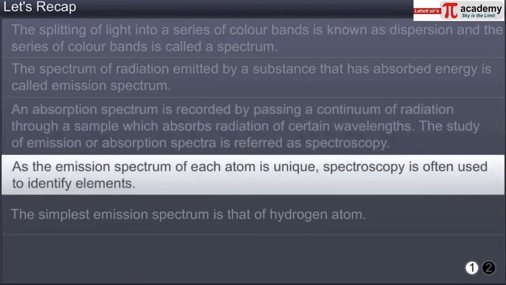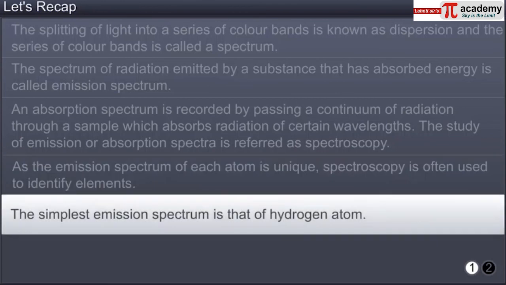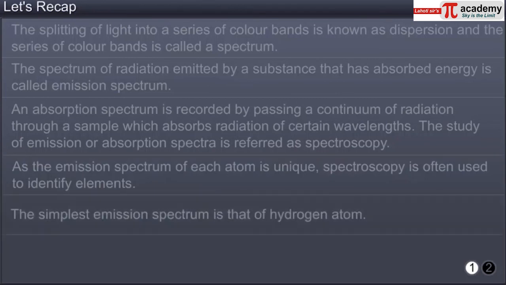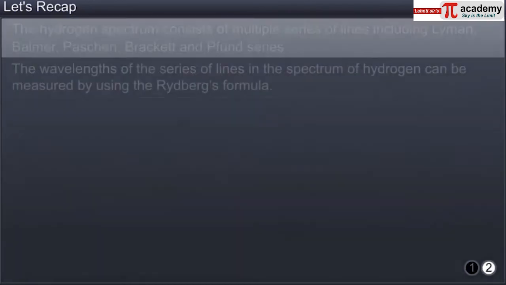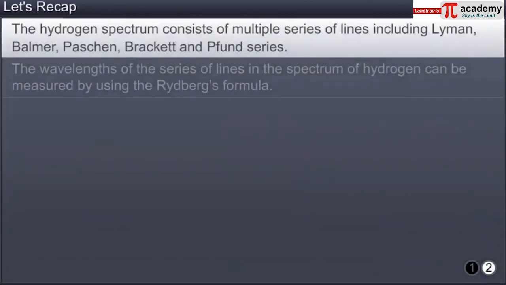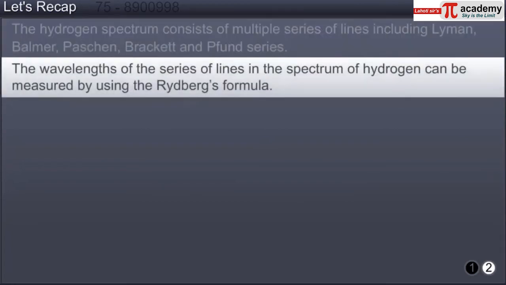As the emission spectrum of each atom is unique, spectroscopy is often used to identify elements. The simplest emission spectrum is that of hydrogen atom. The hydrogen spectrum consists of multiple series of lines including Lyman, Balmer, Paschen, Brackett and Pfund series. The wavelengths of the series of lines in the spectrum of hydrogen can be measured by using the Rydberg's formula.